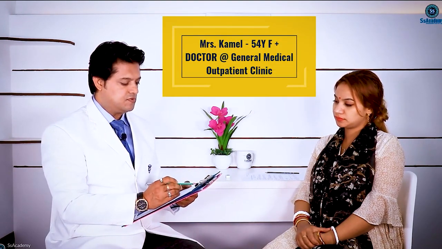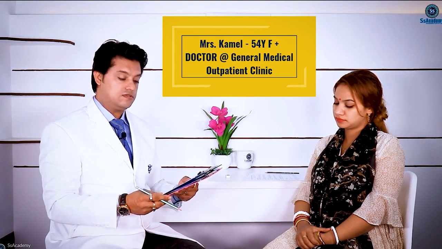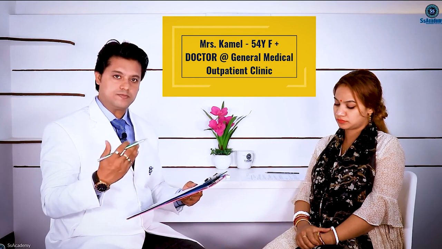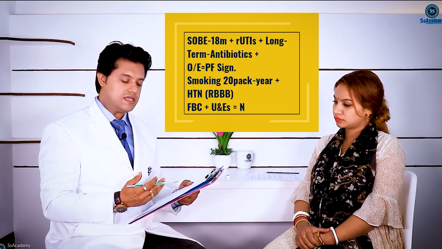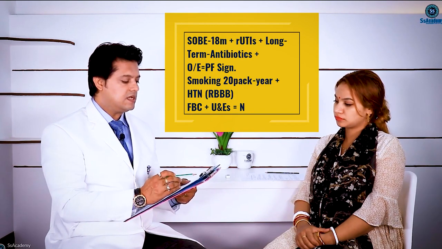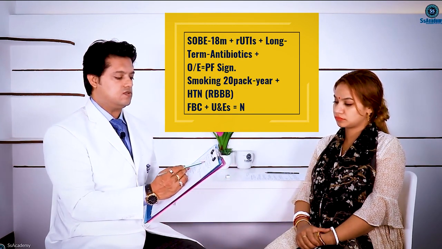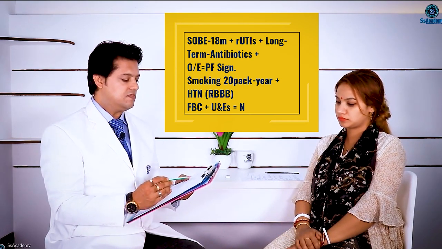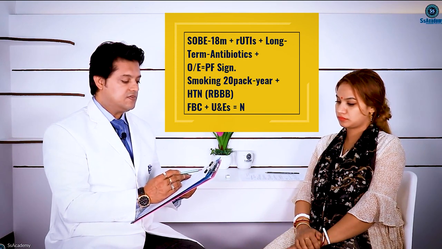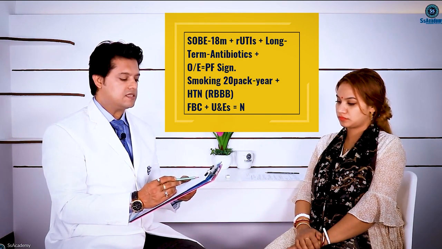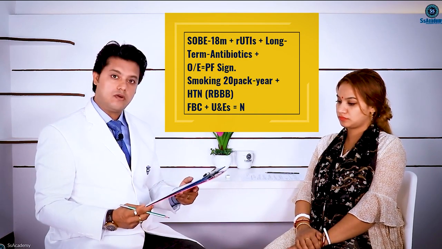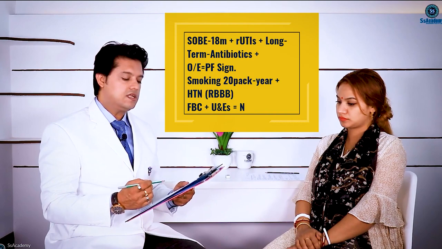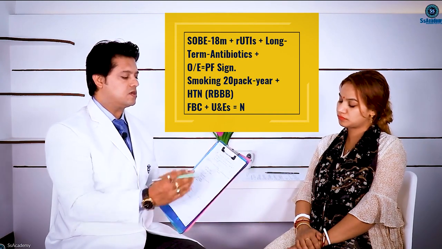Mrs. Camel, a 54 year old female, and it is written that you are the doctor at the general medical outpatient clinic. And it is written that she has progressively worsening dyspnea, so you can write down shortness of breath and exhaustion. So I have written SOBE, for 18 months. Plus I have written recurrent UTIs, plus long-term antibiotics, plus all examination findings are consistent with pulmonary fibrosis, PF. Signs include a significant smoking history, that is 20 pack years, plus hypertension within the bracket, now I write down right bundle branch block. And FBC and urea and electrolytes are normal. So I've made the two boxes here.